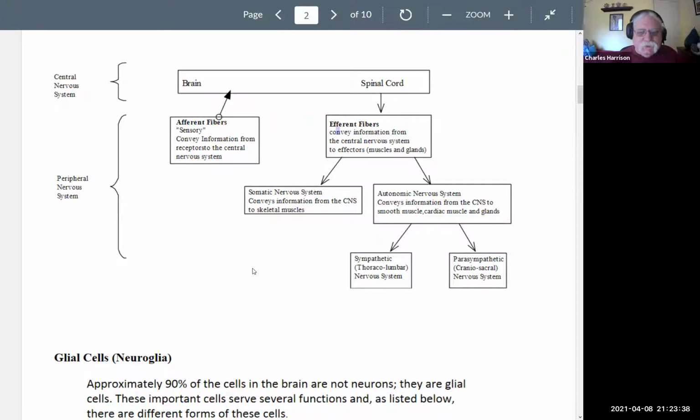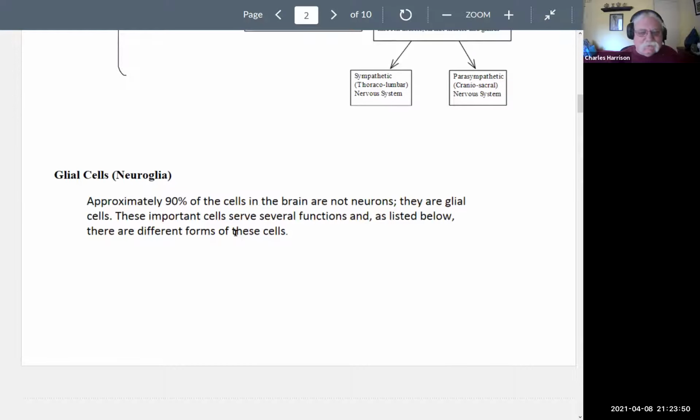When we think of the brain and the spinal cord and the nervous system, we often think of neurons, you know, long or elongated cells, but we very rarely think of glial cells. Okay, glial cells are also known as neuroglia, and approximately 90% of the cells in the brain aren't neurons, they are glial cells. They serve several functions that will be listed below for you.